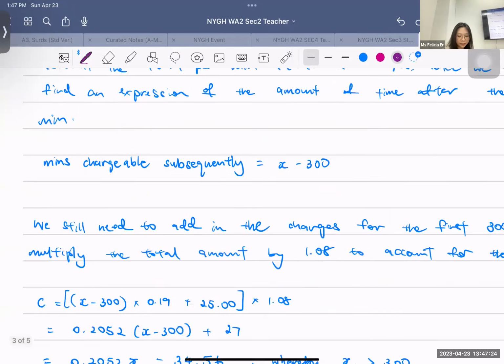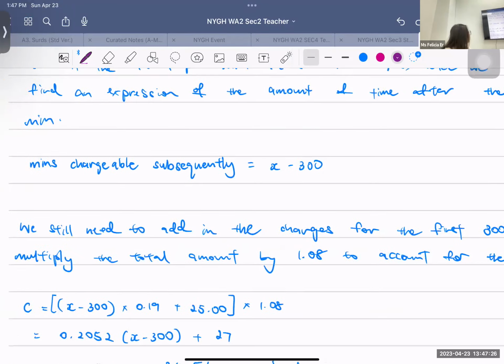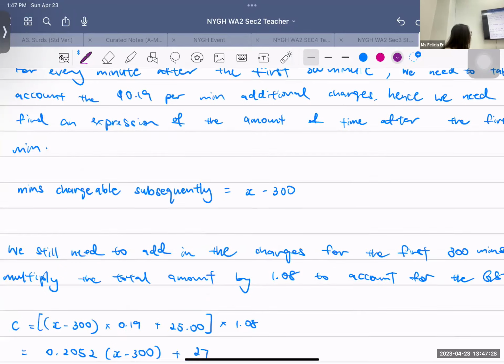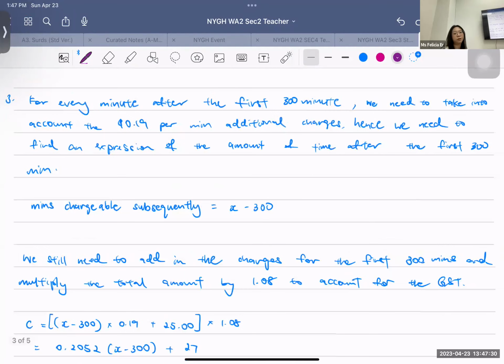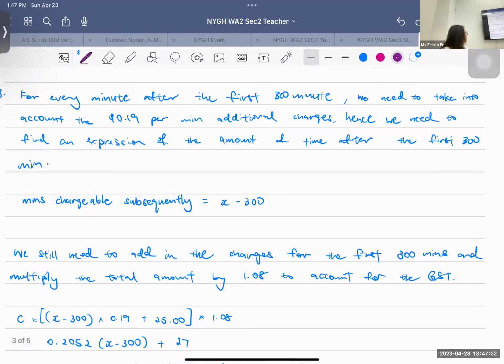So this is the working. We need to add in the charges for the first 300 minutes, not just the additional minutes, and multiply the total amount by 1.08 to account for the GST. As usual, please change the way that you should be writing the sentence. All of your answers should not look exactly the same.